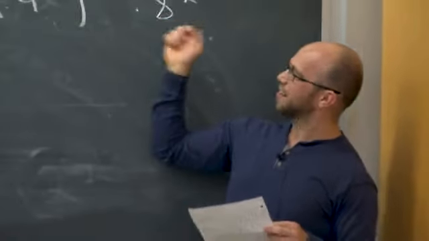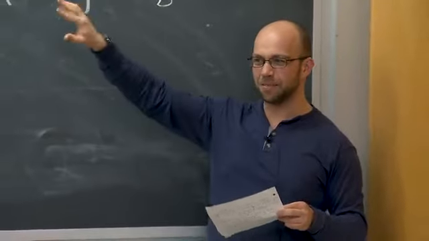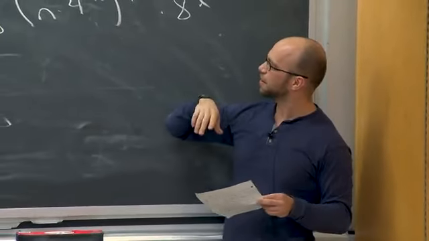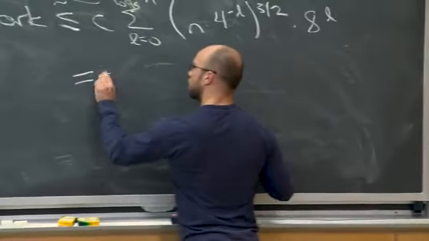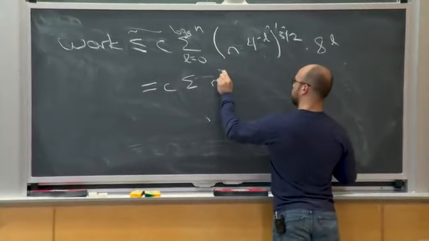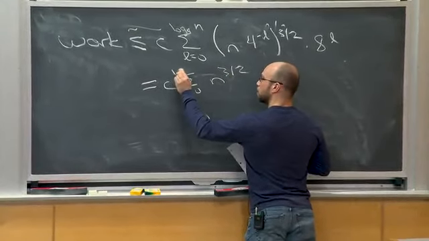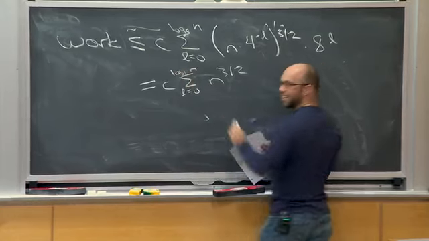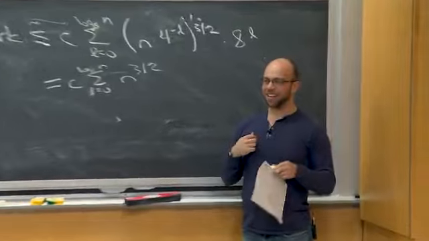Why does that matter? Well, it exactly cancels this 8 to the L term here. This is actually exactly what case 2 in master theorem is kind of trying to capture. So this whole thing is equal to the sum of really just n to the 3 halves from L equals 0 to the log base 4 of n. All these constants just go away. Isn't that beautiful?